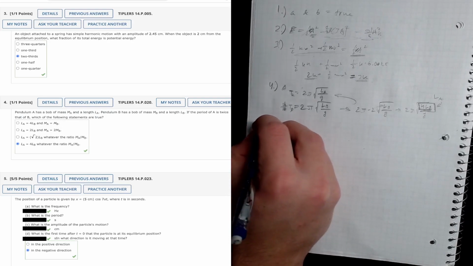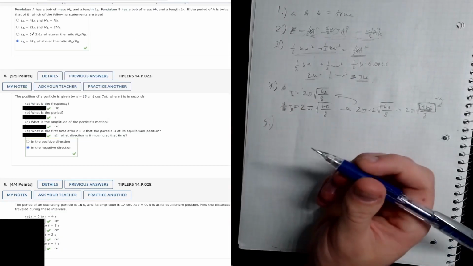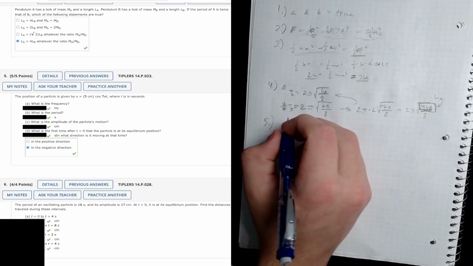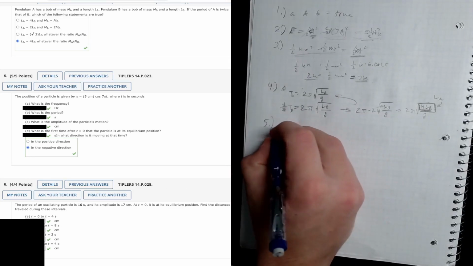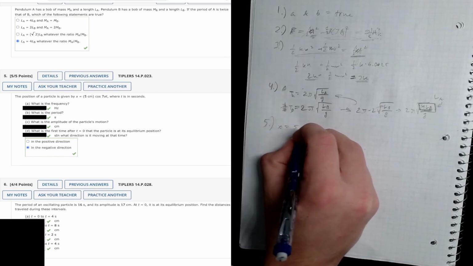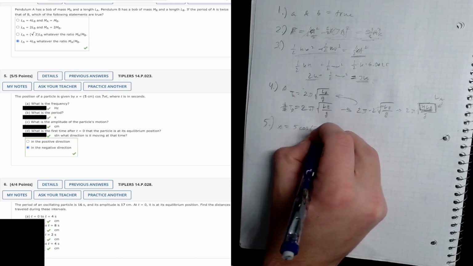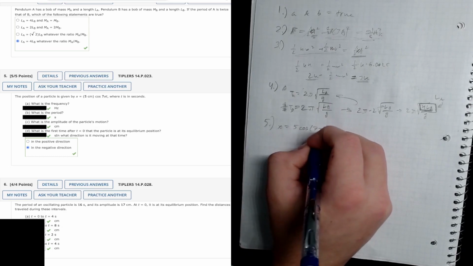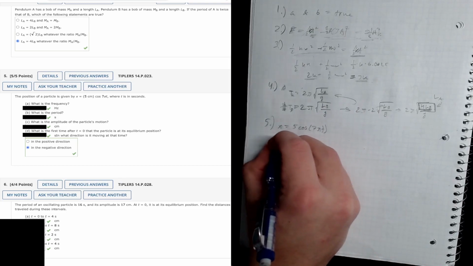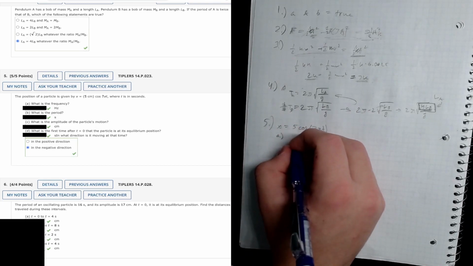Alright guys, now on to problem number 5. Position of a particle is given by x equals 5 centimeters cosine 7 pi t. Okay, so 5 centimeters is the amplitude, cosine of 7 pi times time. Okay, cool. T is in seconds. Alright, so part A wants us to find the frequency.